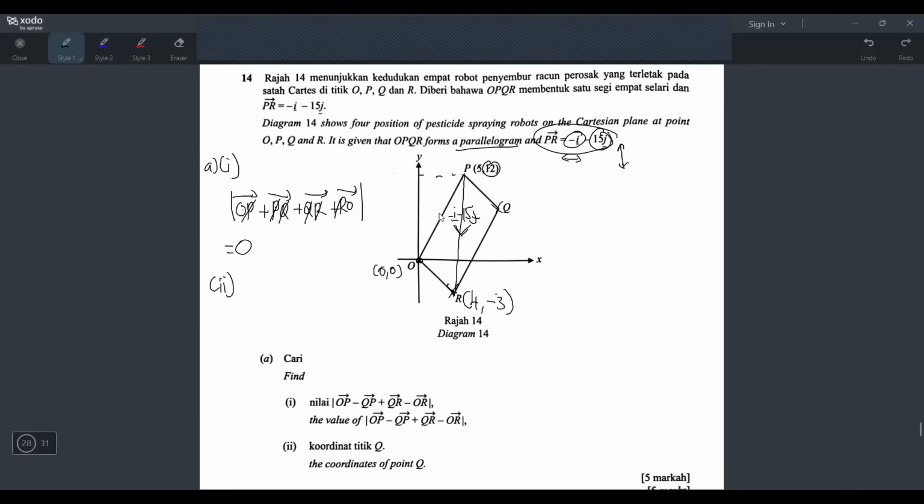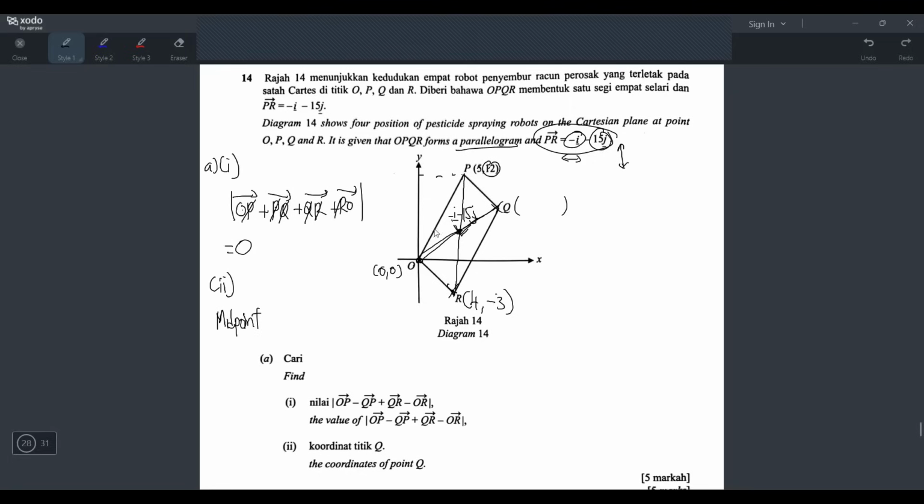Actually, there are so many methods to do it. In my head, I can think of maybe three methods to find the coordinates of point Q. Okay, the first method is we can use midpoint. Because when we have a parallelogram, actually not just parallelogram, rhombus, square, rectangle, all these shapes, when you have three points and you want to find the fourth point, you can use midpoint, right? How to use midpoint to do it? Very easy. The midpoint of PR will be the same as the midpoint of OQ.